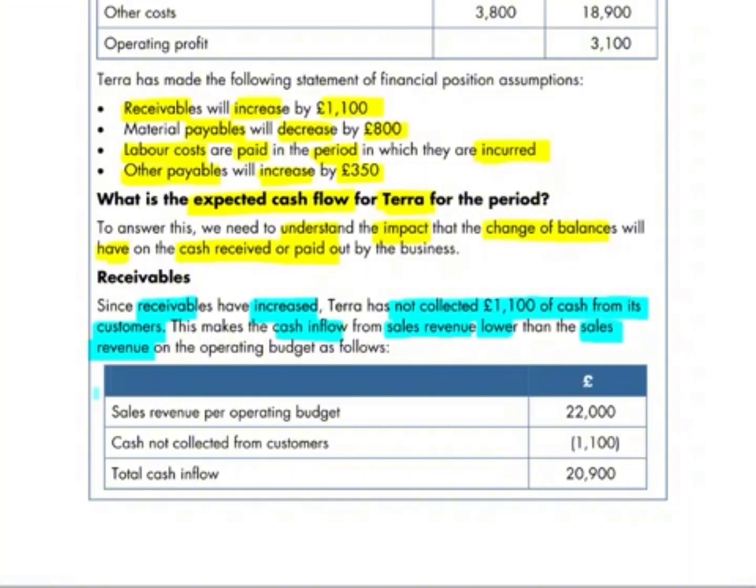So what we do to work out the cash inflow from sales is we take our sales revenue from the operating budget, £22,000, and we subtract off the cash not yet collected from customers, £1,100. It therefore generates a total cash inflow related to sales revenue of £20,900.